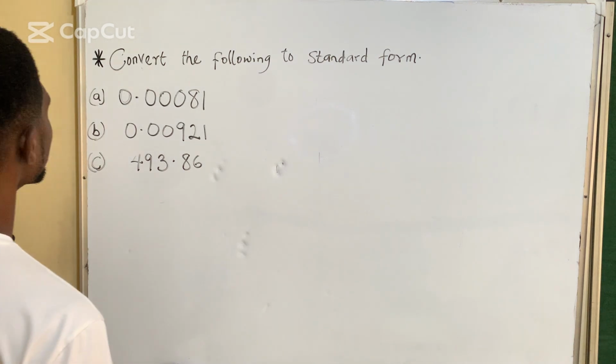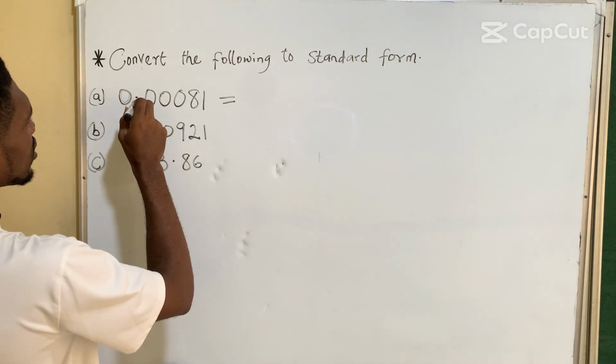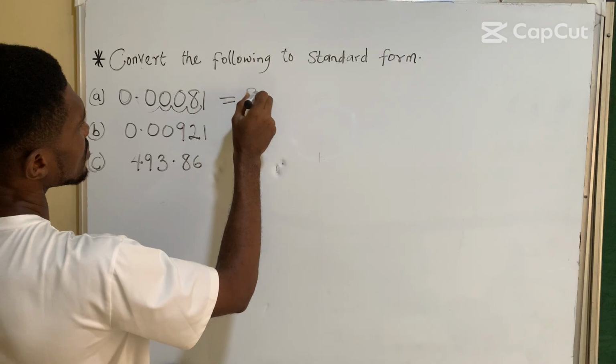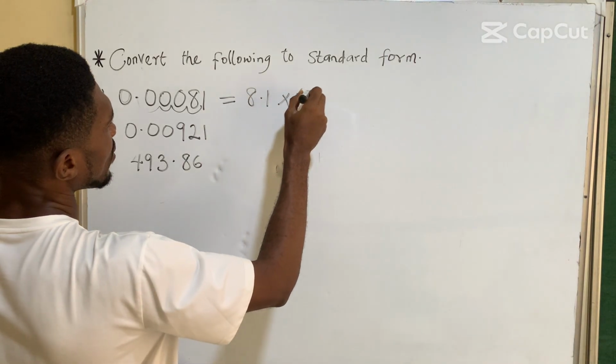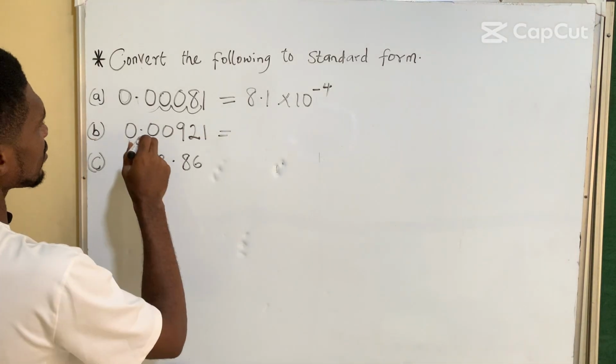Let's solve together. Here, so A, we have this. So what you simply do is to count forward. 1, 2, 3, 4. So you say 8.1 times 10 raised to the power minus 4. That is the answer.